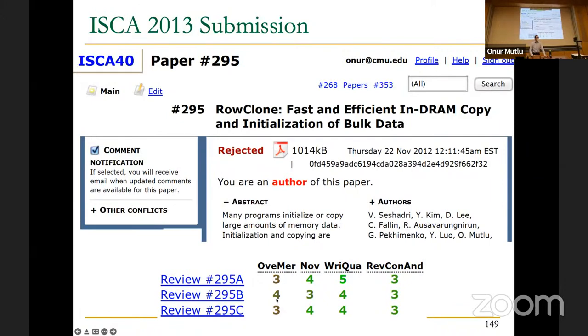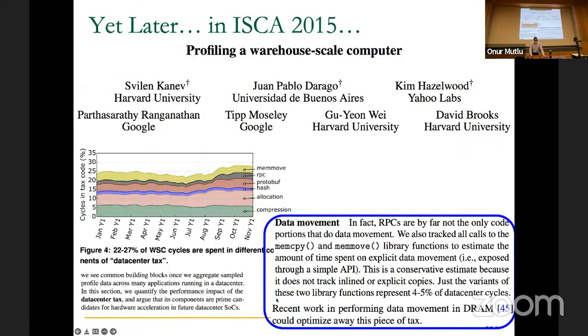Red is bad, basically, over here. Okay. So, but after we published Rocon, actually, after Rocon was published, this ISCA 2015 paper, this is the paper that I mentioned from Google, right? They basically say they quantify what they call the data center tax in their data center workloads.